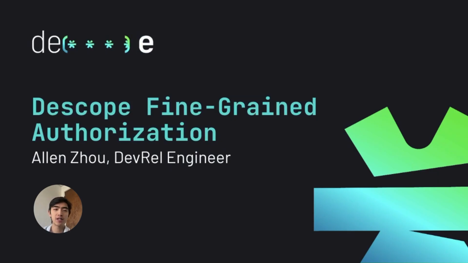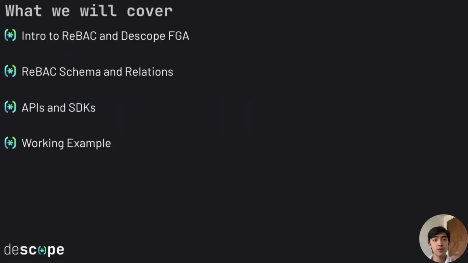Today I'll delve into the concept of relationship-based access control and how Descope's fine-grained authorization can enhance your application's security. Today we'll cover what Descope FGA is, delve into modeling a ReBAC schema and creating or checking relations, and finally we'll walk through a working example.